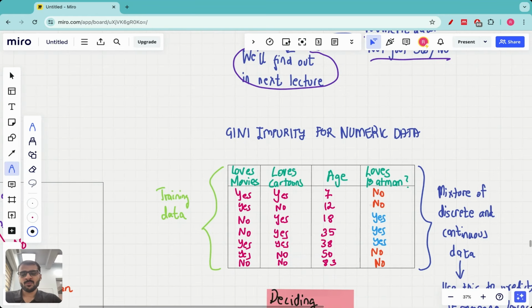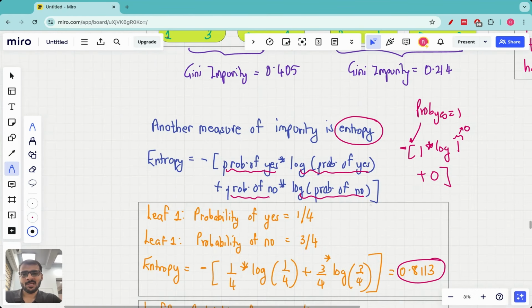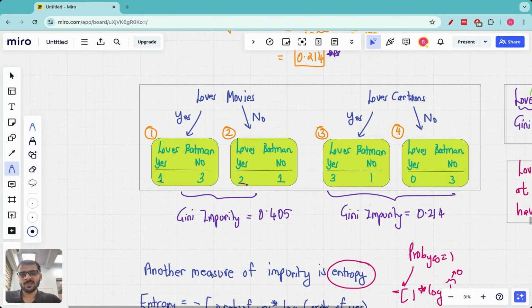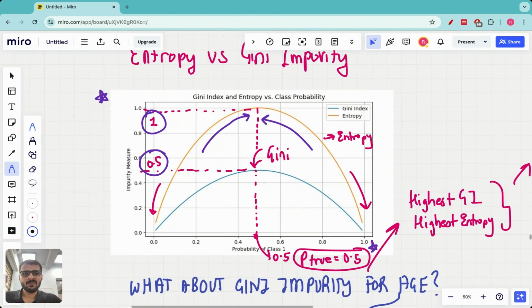In the previous video, we looked at Gini impurity. We looked at the mathematical definition of the Gini impurity, and then we also looked at the graphical visualization of it. We compared it with another metric which classifies the leaf impurity, and that is called the entropy. So we ended the last lecture at this point where we calculated the Gini impurity for two questions, loves movies and loves cartoons. And in this lecture, we will calculate Gini impurity for numeric data.